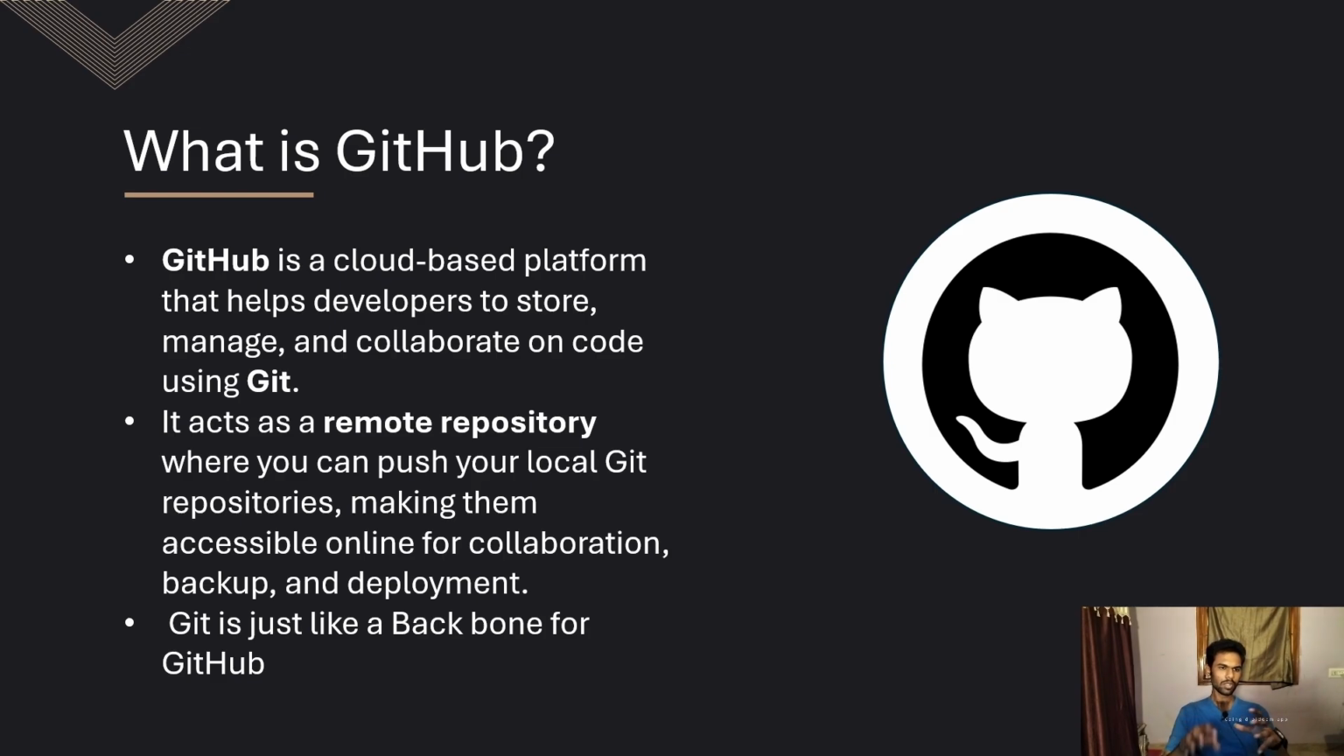So Git is just like a backbone for GitHub. To understand these statements, let me give you an example. Imagine you and your friends are working on a group project for college, like creating a presentation or coding a simple application. Instead of everyone working separately and sending files through WhatsApp or email, which will definitely get messy, you can upload your project to Google Drive. This way, everyone can access the latest version, make updates, and track changes in one place.